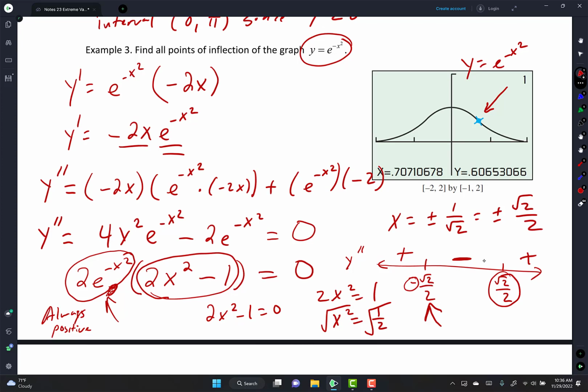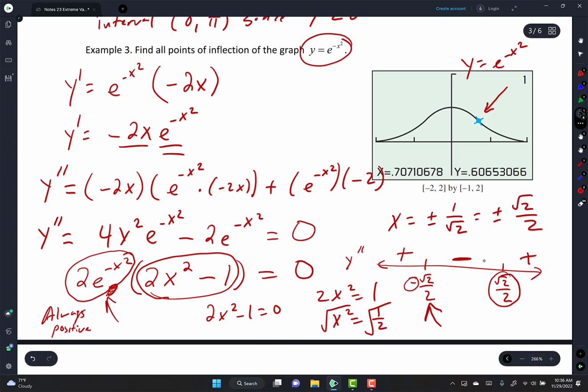Yes or no? So look, does my second derivative change signs? This is not max or min. I just want to know if it changes signs. Yes, because it changes signs, this is a point of inflection. Does square root of 2 over 2 change signs? Do I change signs at square root of 2 over 2? Yes, so it's a point of inflection. So do not say max or min. Child, what does this mean?